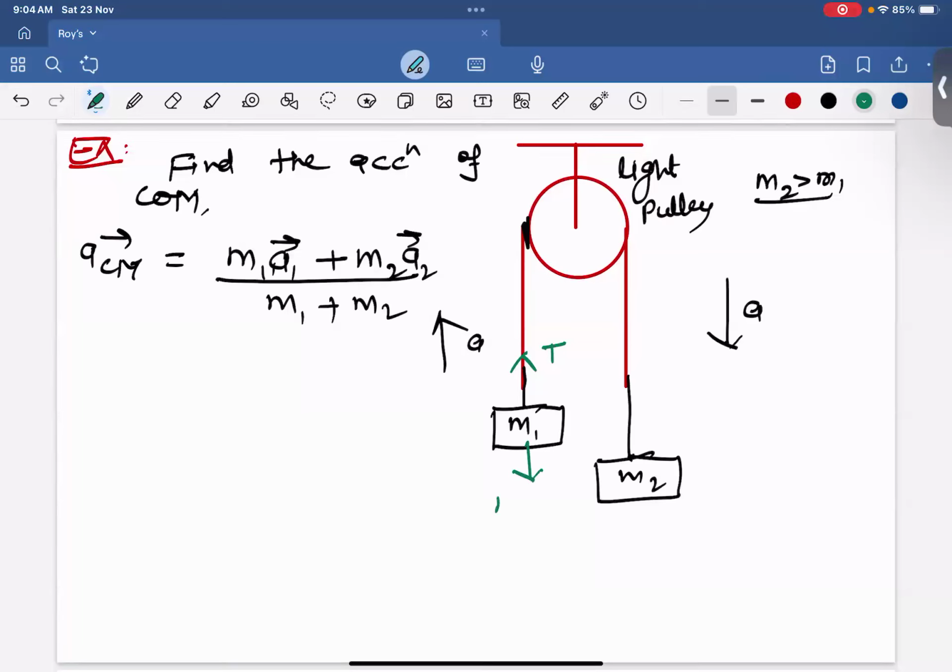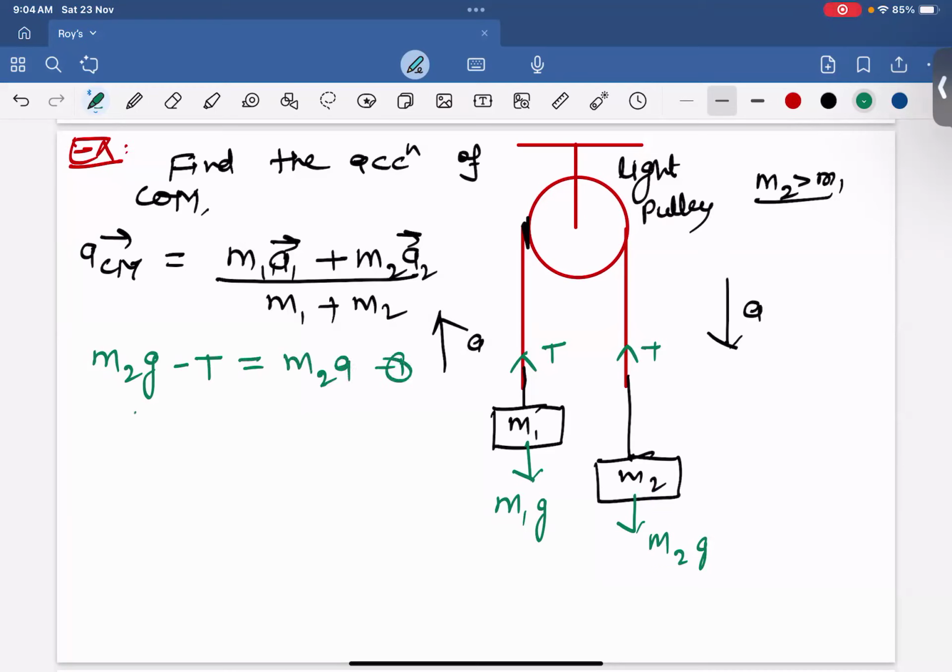Downward force I'll take as M1G. Here we take tension upward. And here we take M2G. Here M2G is going down, so M2G force will be more. So you can write here M2G minus T is equal to M2 into A, first equation.